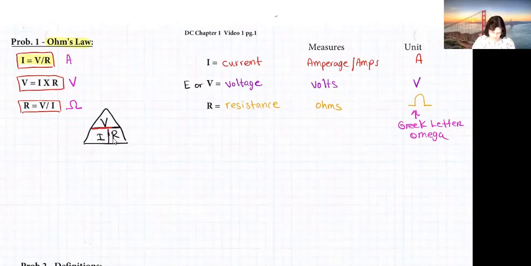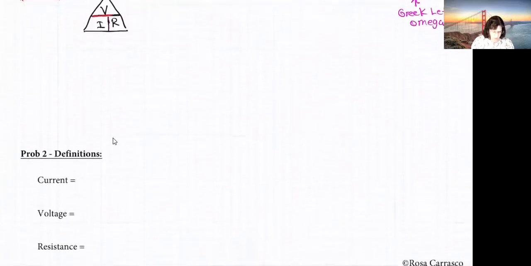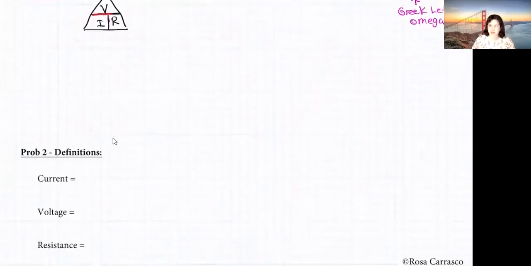So now we're going to do definitions, okay? So we're going to write the generic definition. If you go look in the book, it's a little fancy.